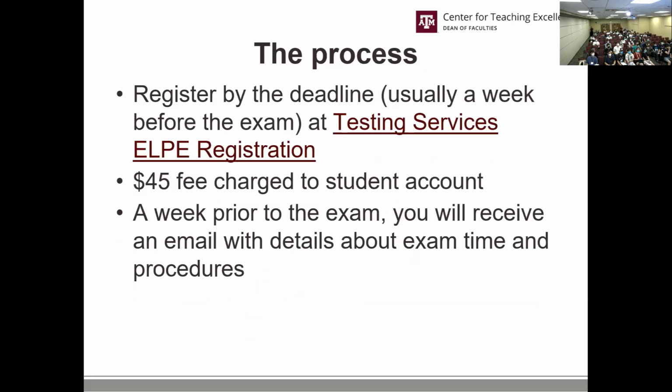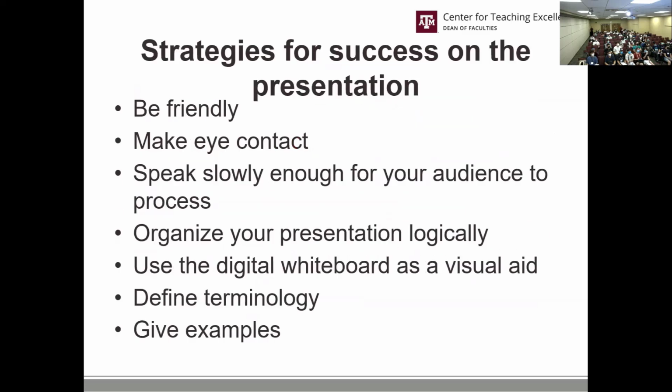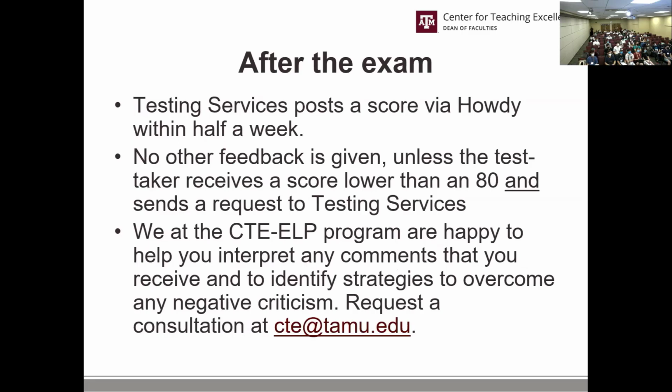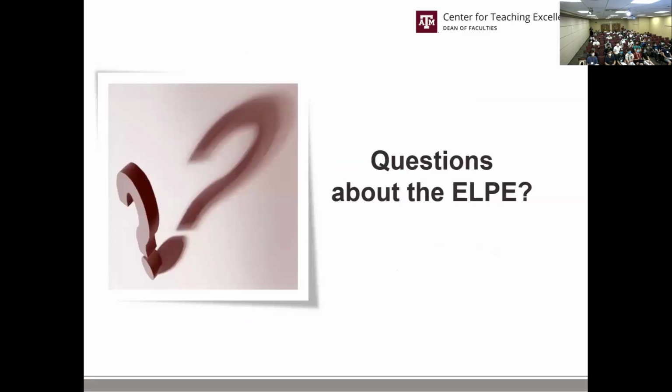Okay, if you want to ask me questions about that, I will linger for a minute or two. Make eye contact in the camera and speak slowly and clearly and be organized, give examples. You'll get your results in less than a week through Howdy. And if you're not satisfied, if your score is less than a level 1 score, if you want to request feedback from the raters, you can send a polite email to Testing Services and tell them, here's my UIN, I took the ELP on this date, and I didn't get a passing score. Could you please pass on the detailed feedback from the raters? And you could learn from that.